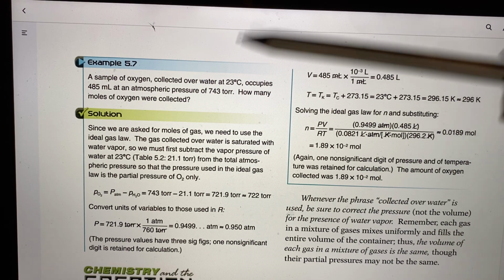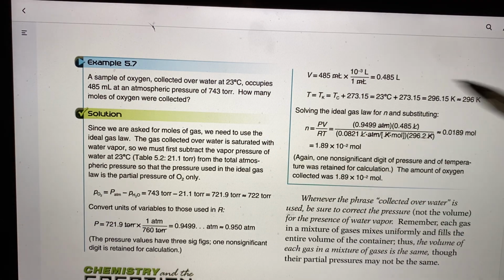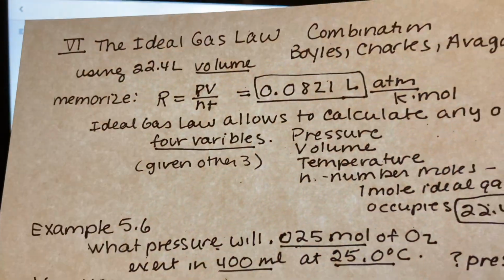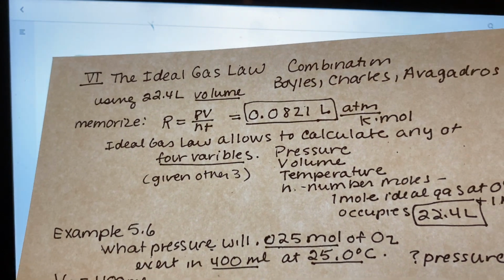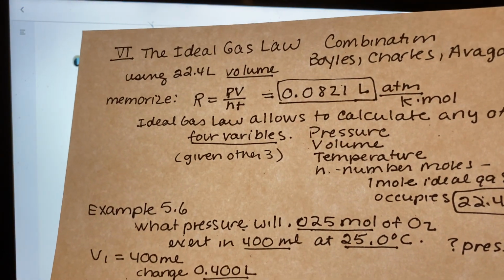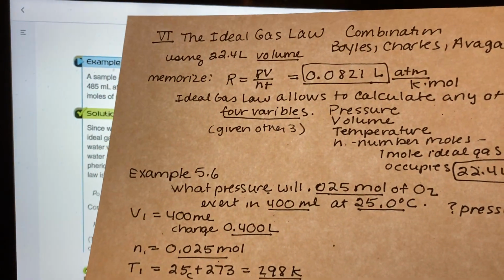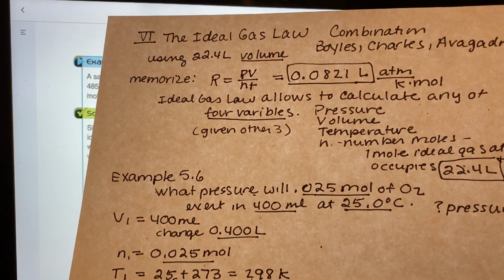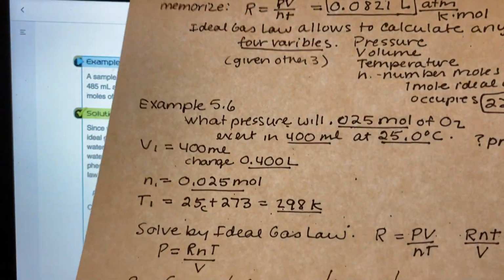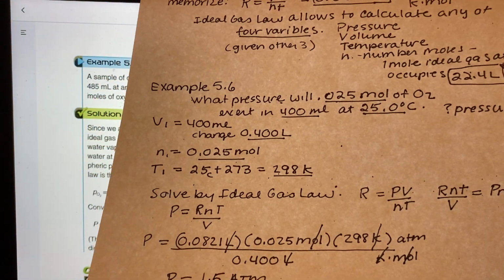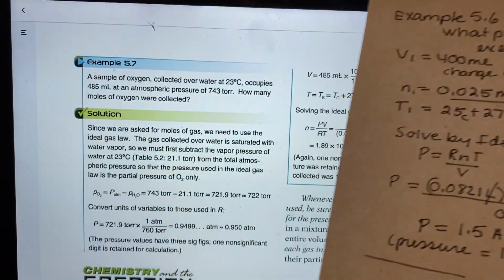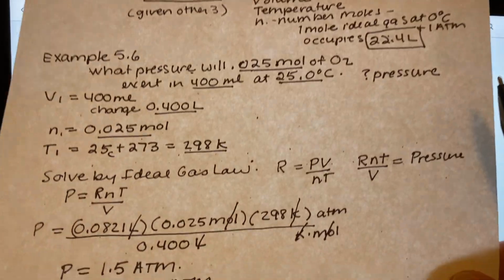So since we were asked for moles of gas, we need to use the ideal gas law. Remember, we did the ideal gas law. That ideal gas law we had learned before, that was kind of complicated. It was this. The ideal gas law right there: R equals PV over nT. So we're going to be using that. And the R is going to be 0.0821 liters. This was the hard one. So now we're going to plug this in, okay?